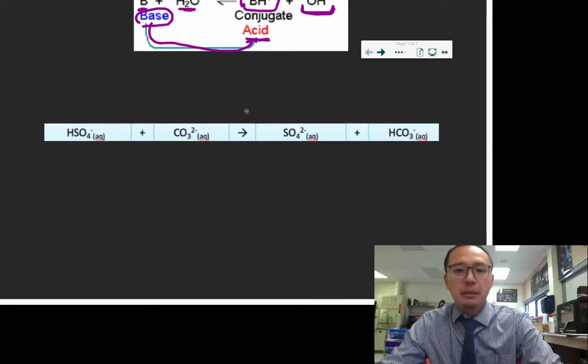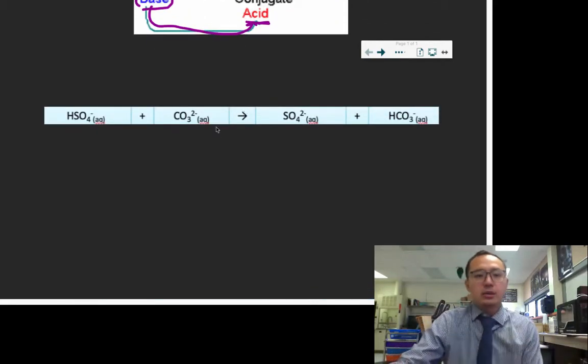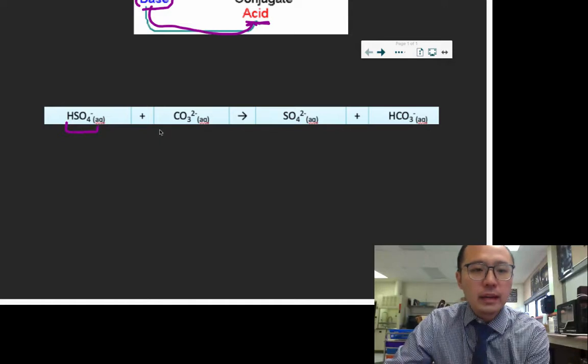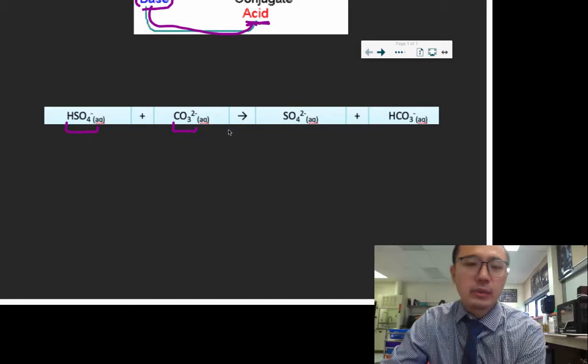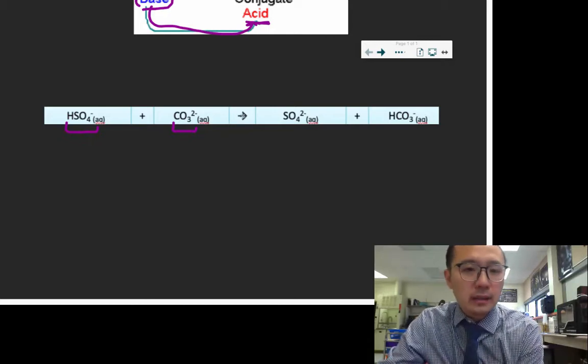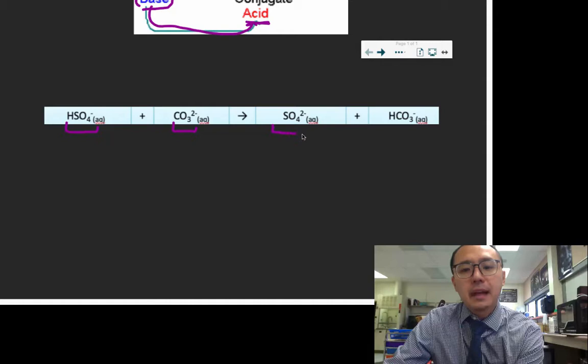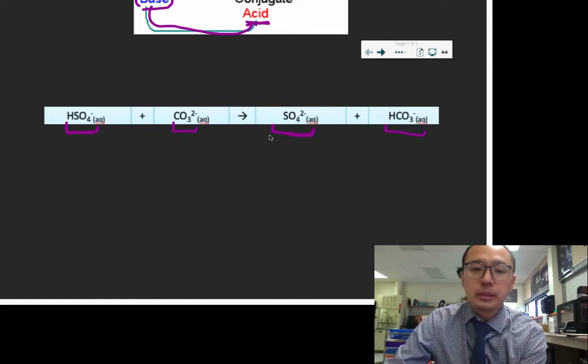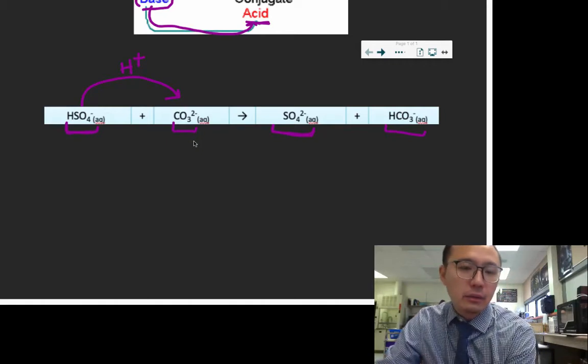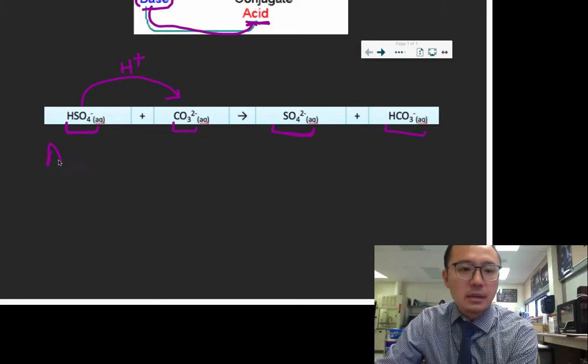So how do we apply this knowledge? So here's the first question. You have HSO4 negative reacting with CO3 2 negative. So which one is going to be your acid and which one is your base? To answer that question, we have to look at what happens after this. So let's look at HSO4. It started off with an H plus, and then it ended up without the H plus. That means that H has to be donated. So we had to move this proton to your CO3 2 minus. So this has to be your acid, and if this is the acid, this is the base.